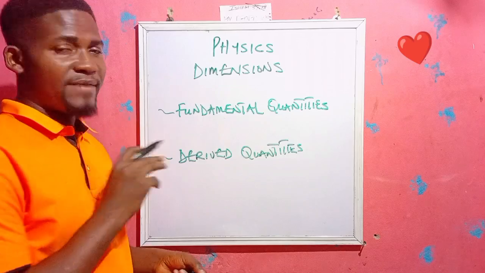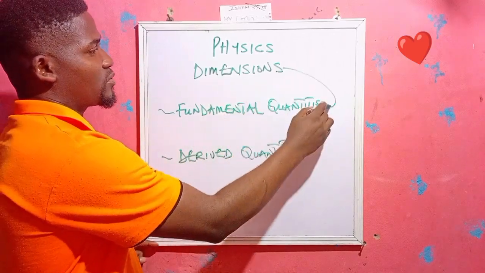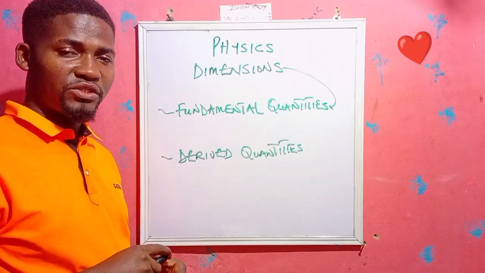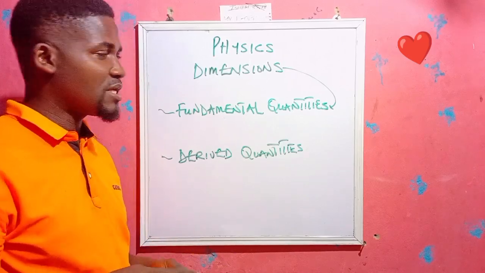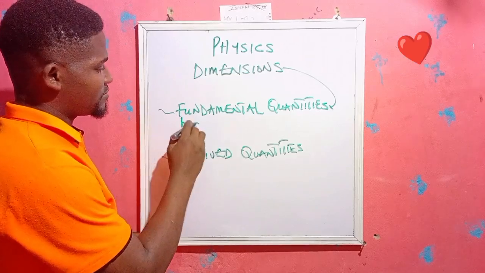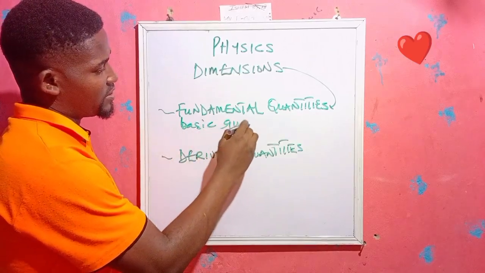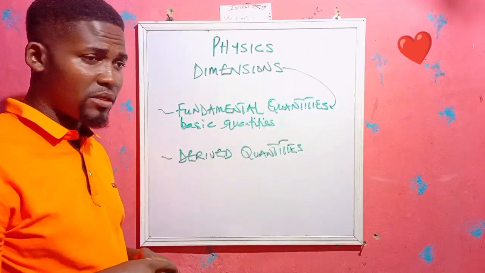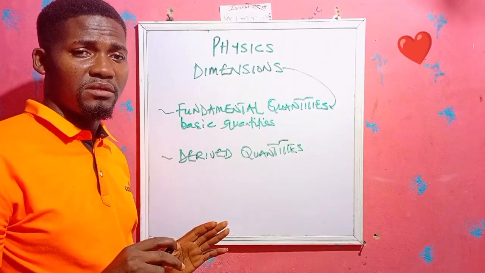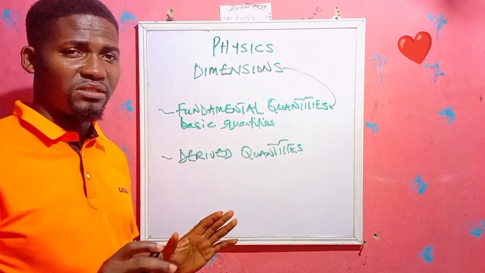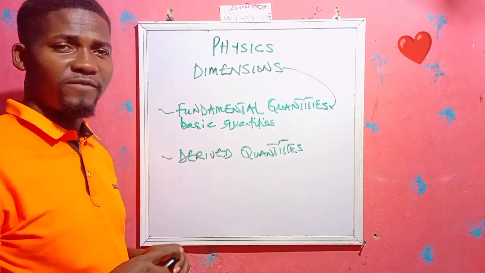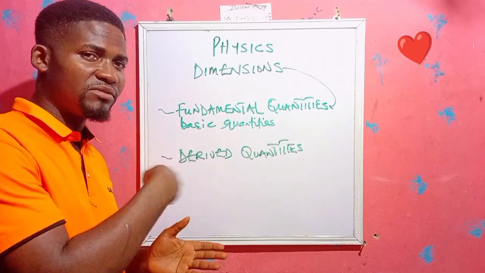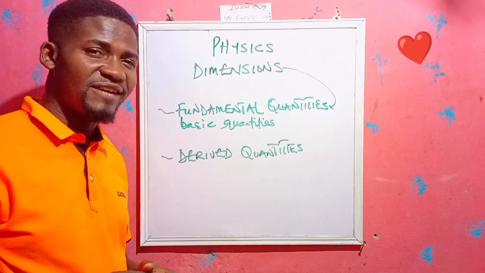Now, dimensions are derived from the fundamental quantities. Take note that from the previous definitions, you were meant to understand that fundamental quantities are basic quantities. They usually exist on their own. They are independent; they don't depend on any other quantity. We have up to seven of them, which we use as quantities under dimensions to describe other quantities which we call derived quantities.